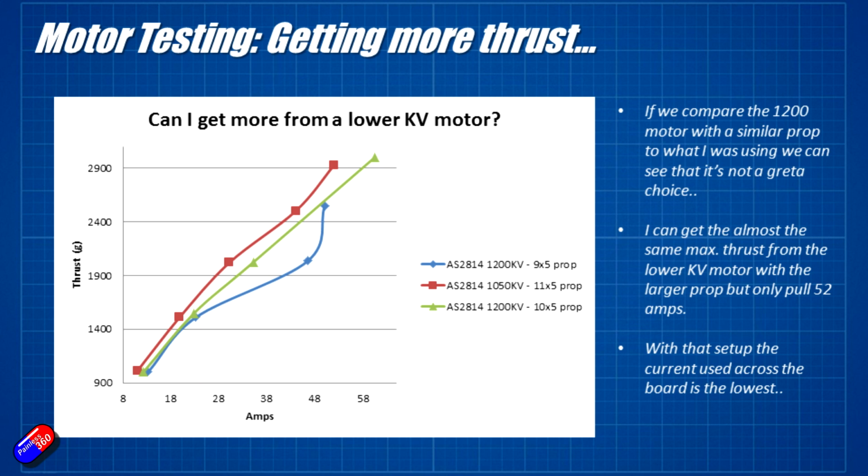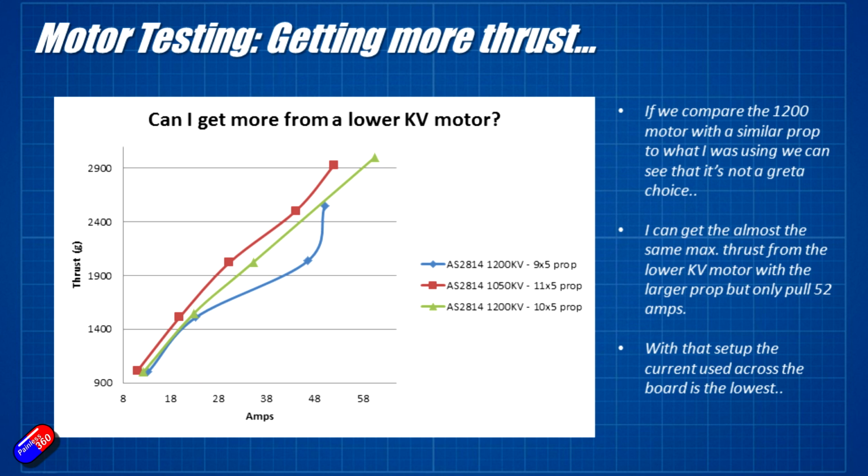The next best option is the one we've just looked at, where propping up to a 10 by 5 inch prop will take it to a whopping 60.5 amps, which is just a little bit above where I need to be, but it is going to produce 3 kilograms of thrust.